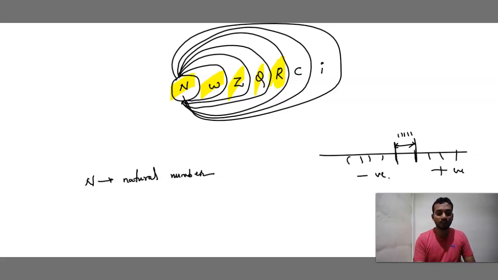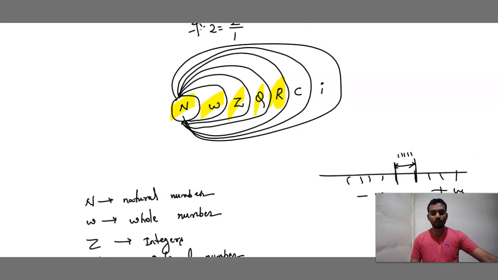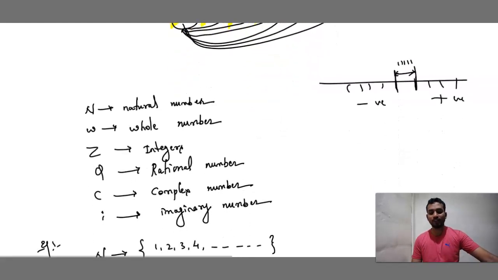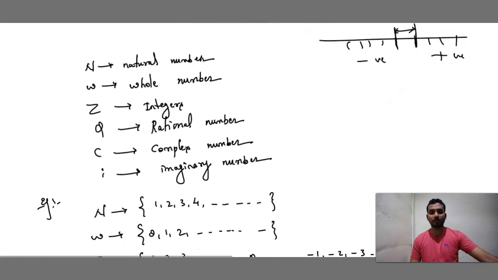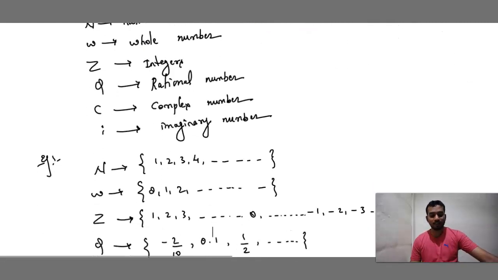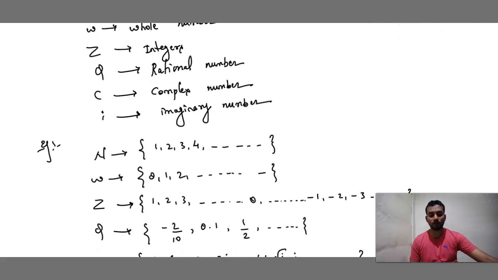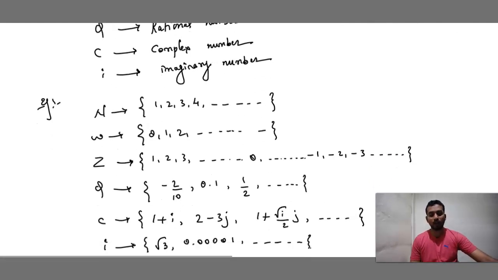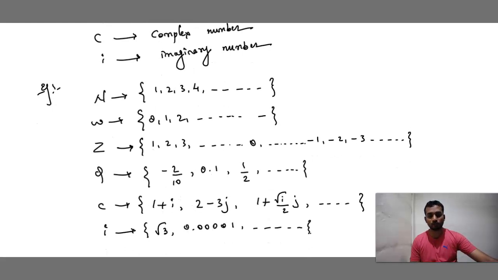So now what is N? N is natural number, W is whole number, Z is integer, Q is rational number, C is complex number, and I is imaginary number. For example, the numbers start from 1, 2, 3, 4. These all are natural numbers. Whole numbers are 0, 1, 2, 3. And integers, as I told you, have 0 at the center, with negative numbers on the left-hand side.